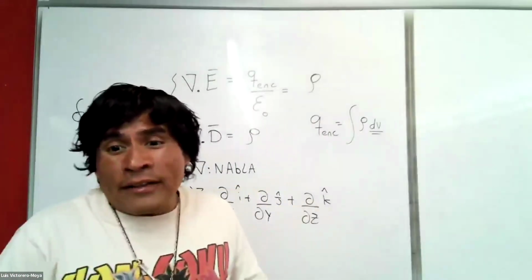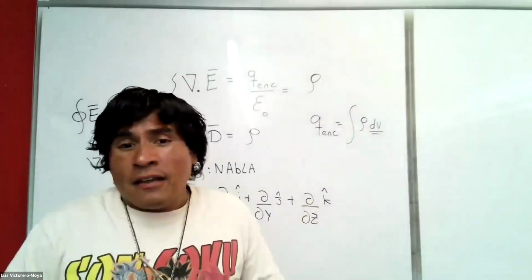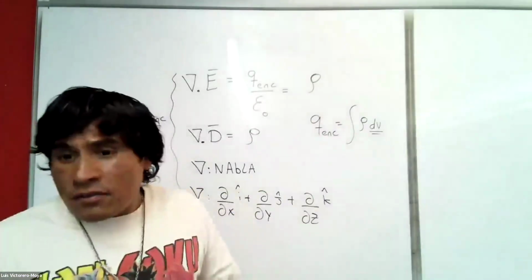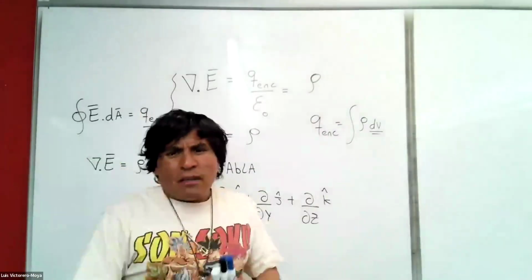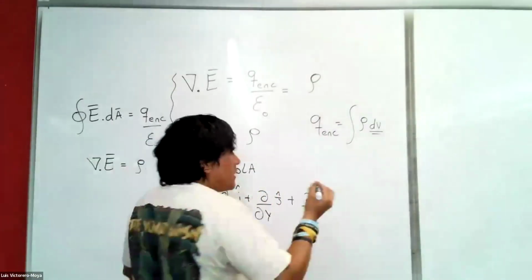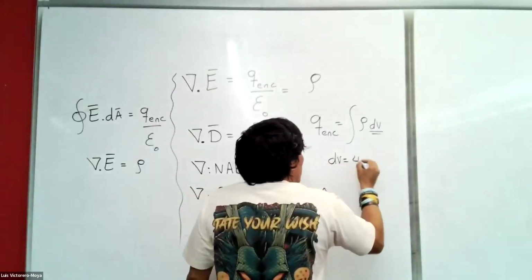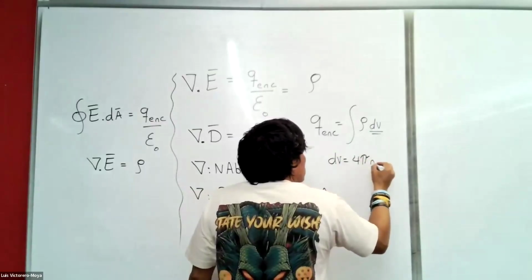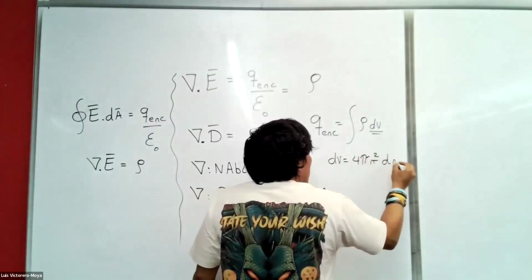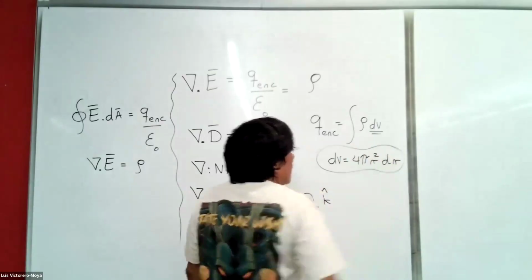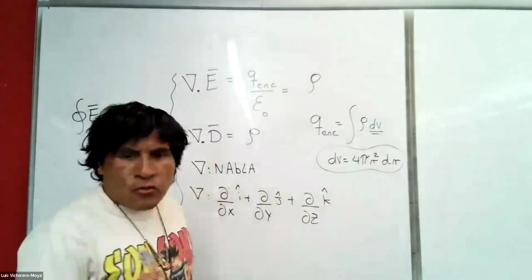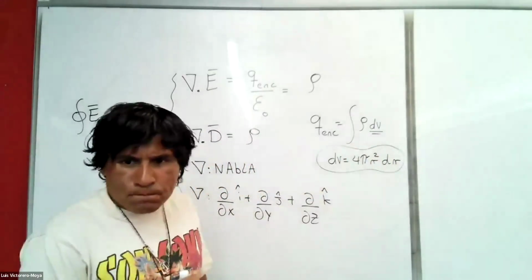In polar or spherical coordinates, that dV changes. Now, depending on the symmetry, it can be dV equals 4 pi r squared, if it's a spherical symmetry. And that's what you're going to use a lot. All right.